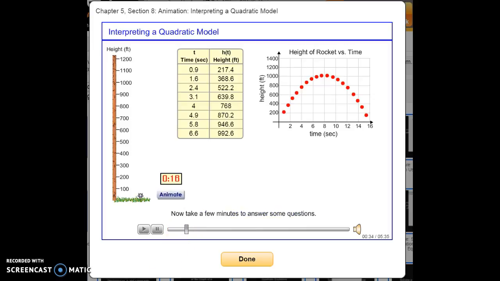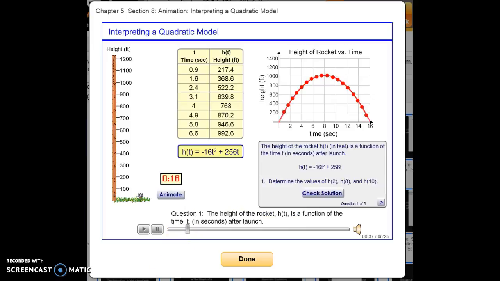Now take a few minutes to answer some questions. Question 1. The height of the rocket, h of t, is a function of the time t in seconds after launch. The height can be modeled by h of t equals negative 16t squared plus 256t. Determine the values of h of 2, h of 8, and h of 10.